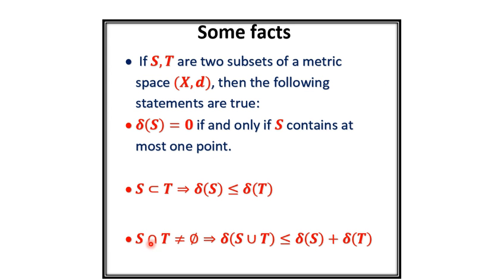And similarly, if the two sets are non-empty and their intersection is non-empty, then we expect the diameter of their union to be less than or equal to the sum of their diameters. So the diameter of S plus the diameter of T.